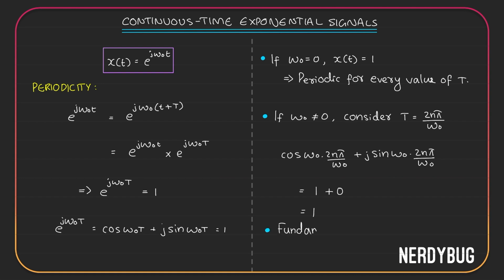Let's write down the fundamental period T is equal to 2 pi by omega naught.